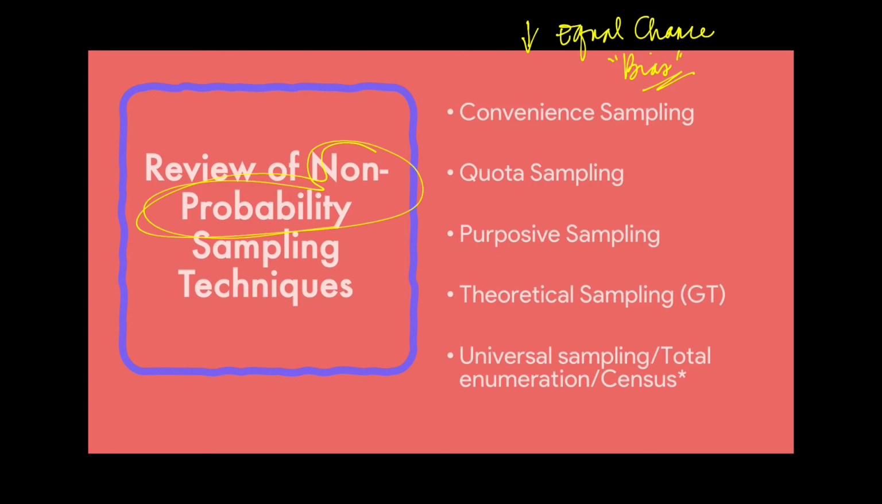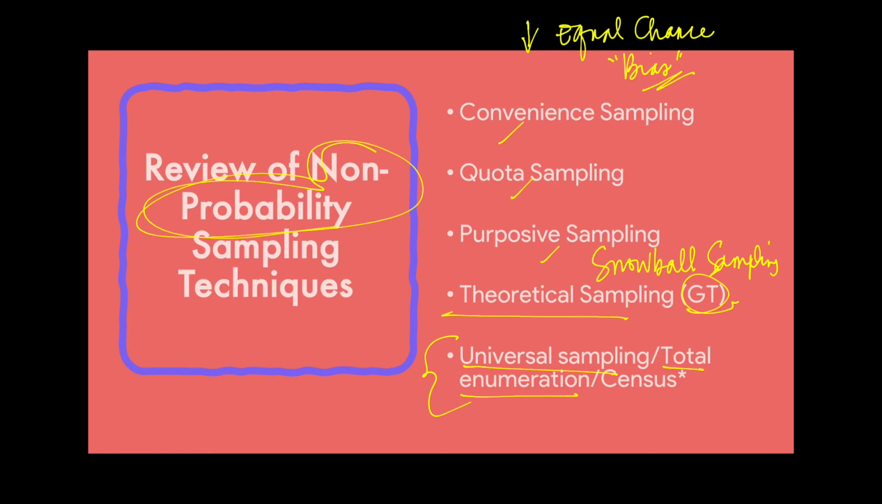And what are the common examples of non-probability sampling? We have convenience sampling, quota sampling, purposive sampling, and snowball sampling. Before I forget, snowball sampling. And we have theoretical sampling that is used in grounded theory. And then we also have what we call universal sampling or total enumeration. So before I explain the first 5, let's go first with total enumeration.